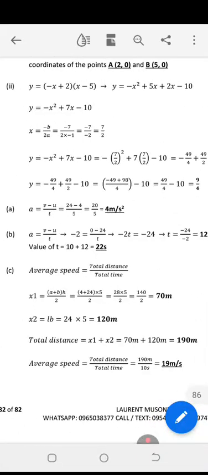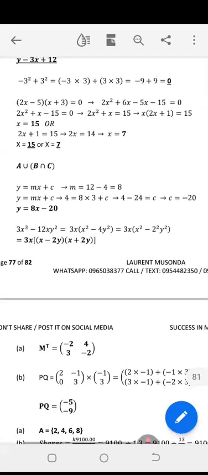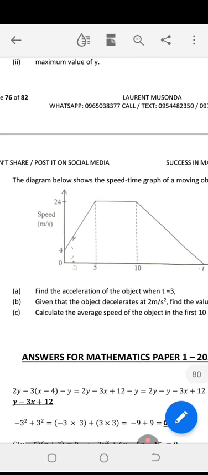Then the last question is talking about average speed. Speed is distance over time. So since we do not know the distance, we need to find the distance. Here, we are going to look at our shape. This shape we have here is a trapezium. There are 2 trapeziums here. So you need to find the area for the first trapezium and find the one for the other trapezium, and then you add the areas.